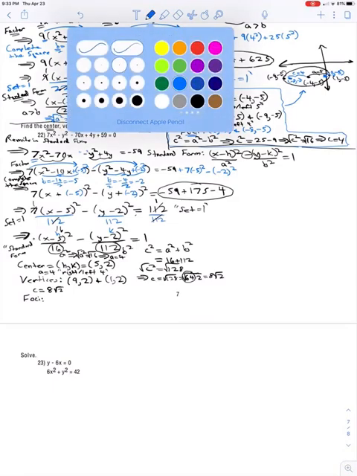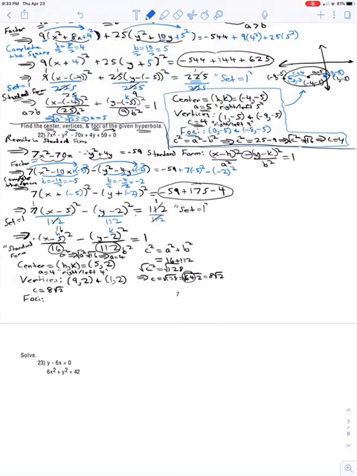As we look at the foci, we'll put them in a different color. We're going right and left because our transverse axis is horizontal with this one. So we're going right and left 8 square roots of 2 units. Going right 8 square roots of 2, we would have the focus at the point 5 plus 8 square roots of 2, 2. And if we go left 8 square roots of 2, we'd have 5 minus 8 square roots of 2, 2. And there are the two foci, those two fixed points. So there's our center, our vertices and our foci.